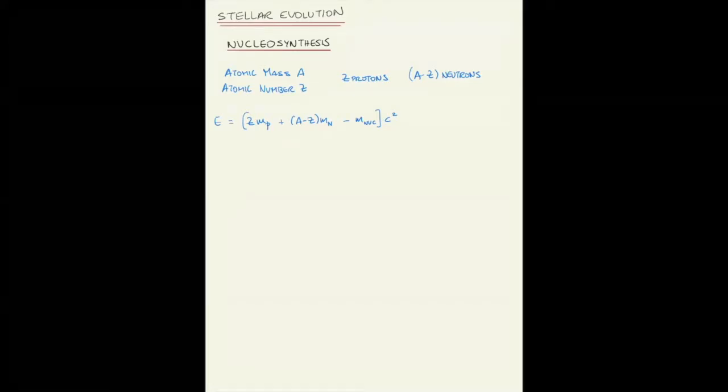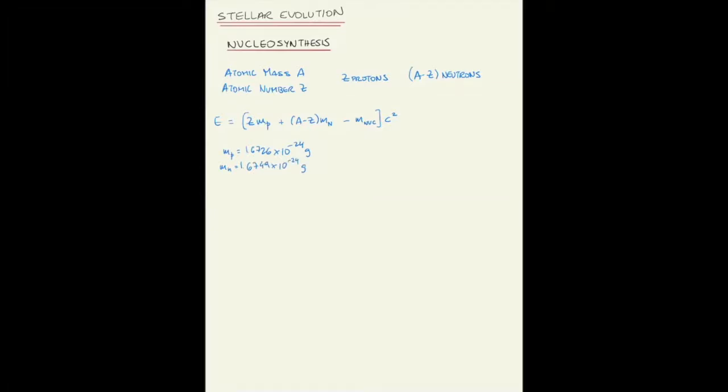So let's see how much energy is liberated if you fuse 4 hydrogens into a helium nucleus. The mass of the proton is 1.6726 times 10 to the minus 24 grams, and the mass of the neutron is slightly larger, 1.6749 times 10 to the minus 24 grams. So if you sum 2 protons and 2 neutrons, the mass of the constituents sums up to 6.695 times 10 to the minus 24 grams. That's the combined mass of 2 free neutrons and 2 free protons.